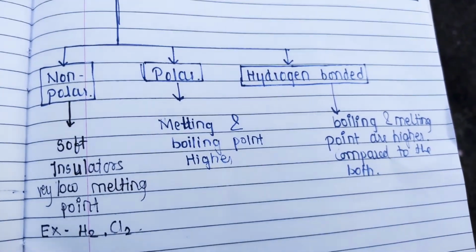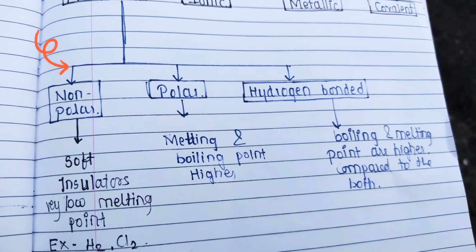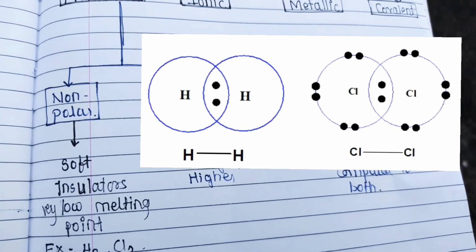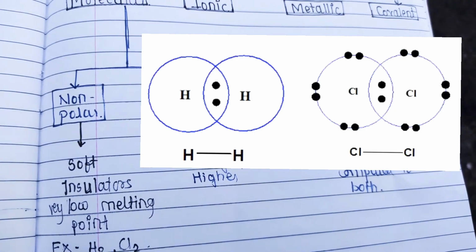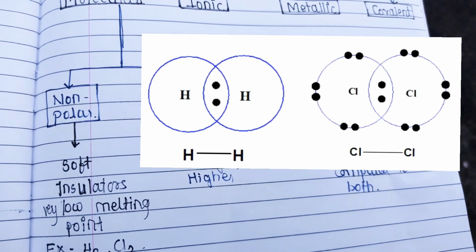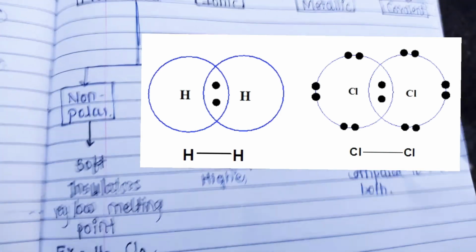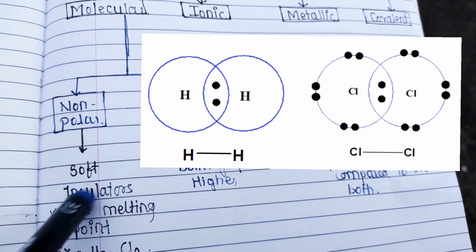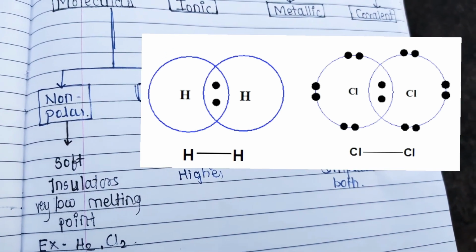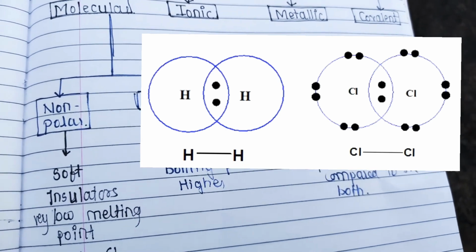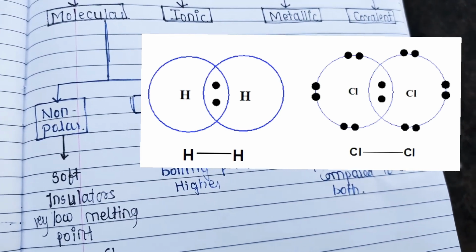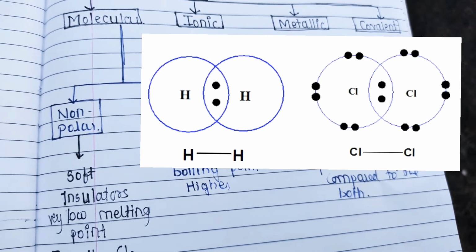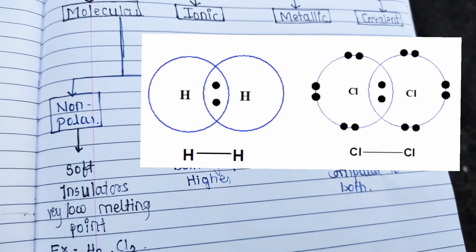So first we will see the non-polar. These solids are formed from molecules that share a non-polar covalent bond, as you can see in the picture. The physical nature of non-polar solids is soft. They don't conduct electricity, it means they are insulators. They have very low melting point, and the examples are H2 and Cl2. As you can see in the picture, at room temperature and pressure, they are liquids or gases.